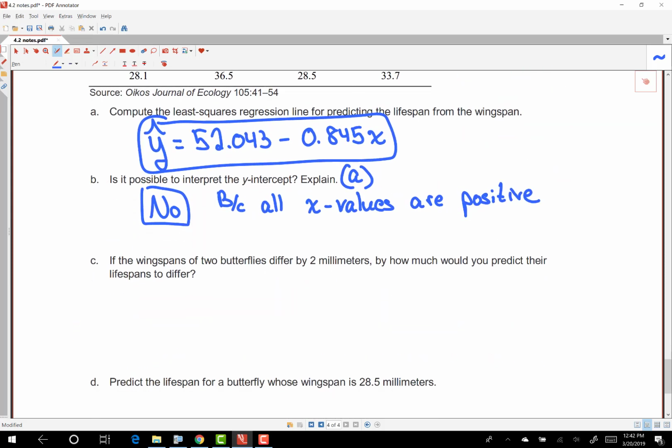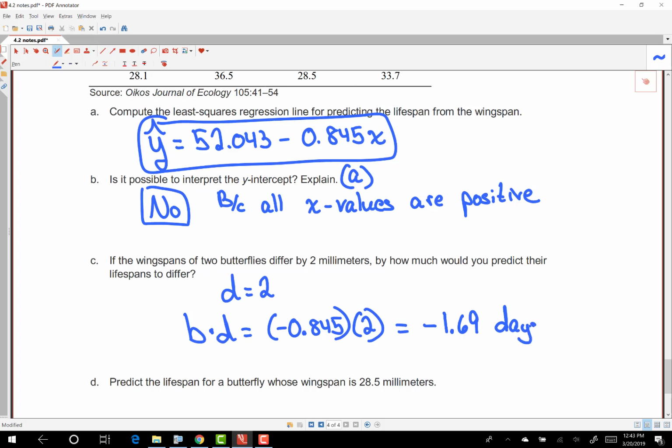Okay, then for part C, if the wingspans of two butterflies differ by 2 millimeters, by how much would you predict their lifespans to differ? So we're looking at D equal to 2, and this is where you take B times D. So my slope is negative 0.845, and we're going to take that times 2. And so we're going to get negative 1.69. And the lifespan is in days. So we would expect their lifespan to differ by 1.69 days if their wingspan differs by 2 millimeters.